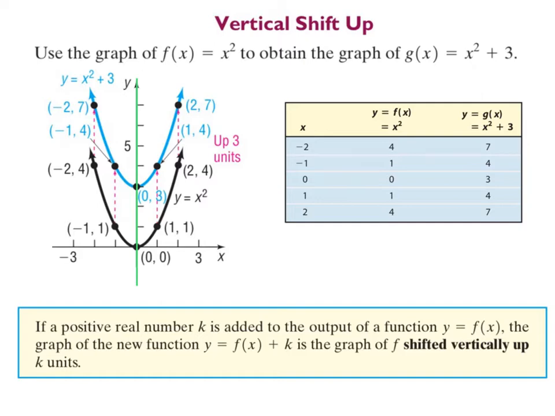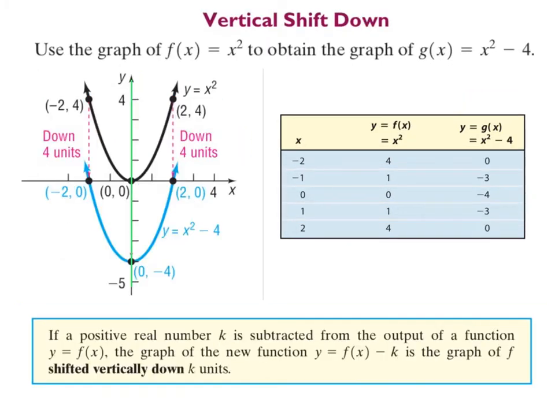So when you have plus or minus a number at the end, that means that you're going to shift your graph up or down that number. It's pretty straightforward. So this one is going to shift up 3. You can make a table of values and just add 3 to every output, or you can take the points on x squared and just add 3 to each y value, keeping the x value the same.